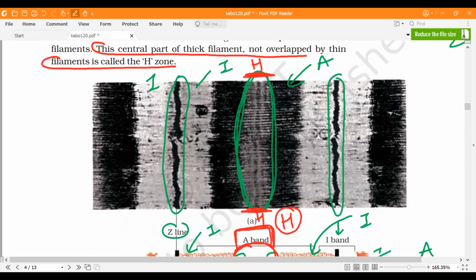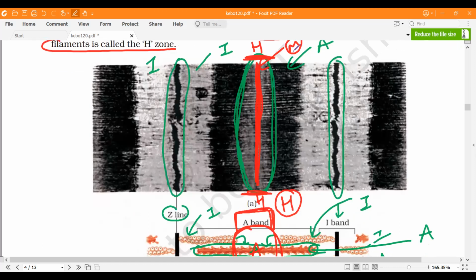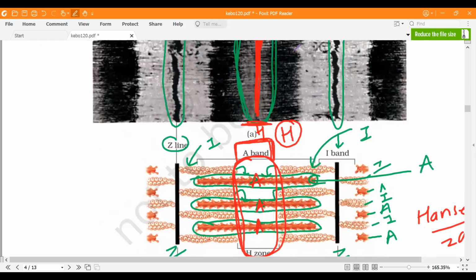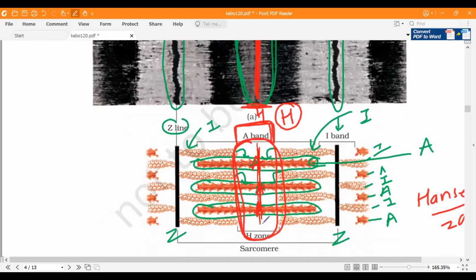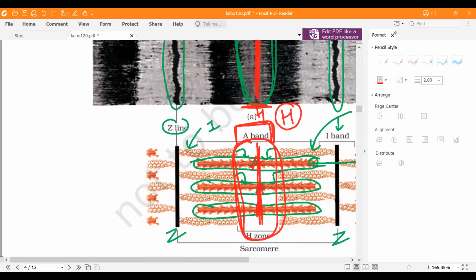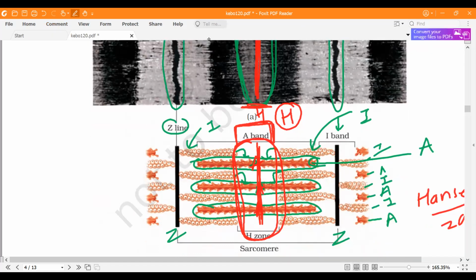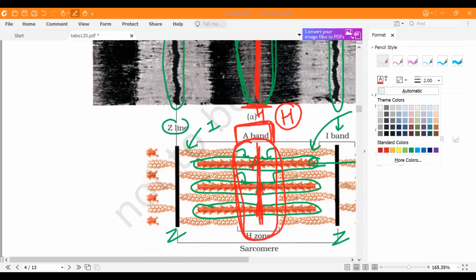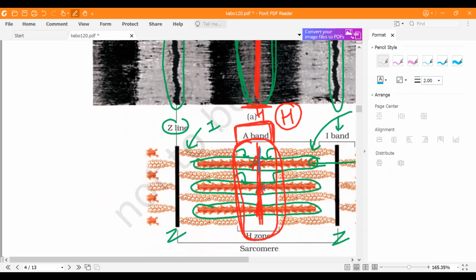Now in this, you can see this line. Can you see this line over here, which I am highlighting? Right. That thin line is what we call the M line. In the center of the H zone, there will be a light line passing through, and that line is what we call the M line. This line in the center is the M line.